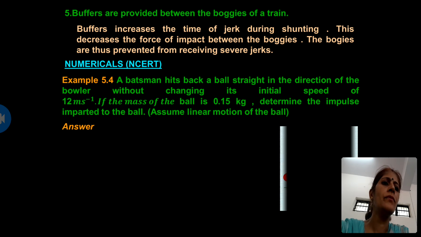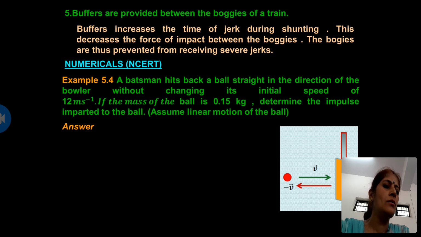Let us draw a figure here. Ball is moving towards the bat. The batsman hits the ball. V vector is from the left to the right. On hitting, minus V vector is the velocity in the reverse direction. There is no change in the magnitude of the velocity, only there is the change in the direction.